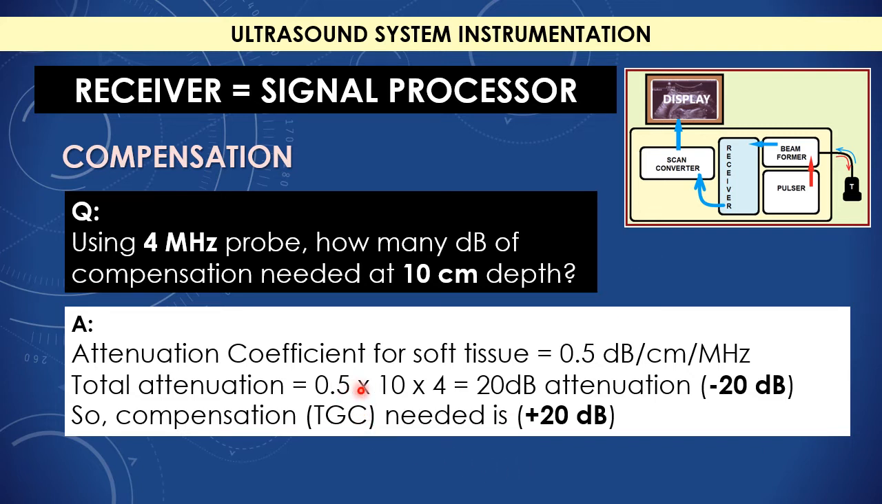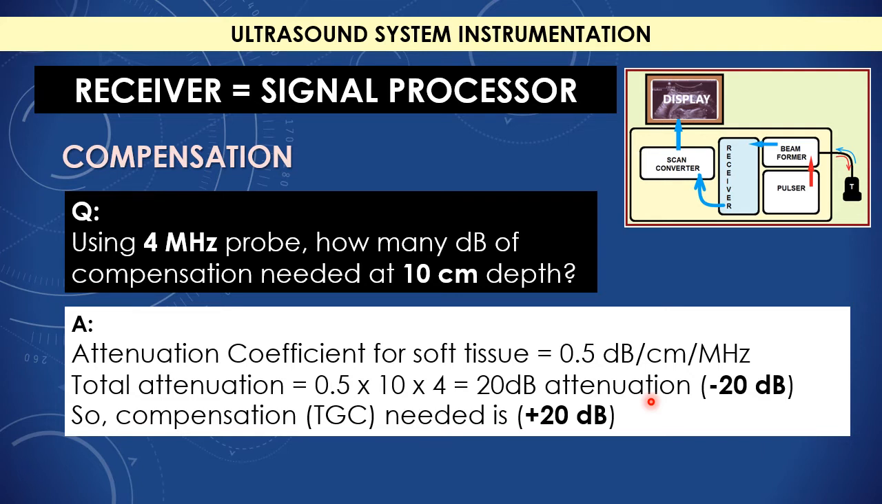I calculate this way. This is 0.5 decibel per centimeter per megahertz. Multiply by 10 centimeter depth, right? Multiply by 4 megahertz probe, okay? That will get 20 decibels. So 20 decibel, this is the attenuation that happens at negative 20 decibel. This will be the attenuation that happens at 10 centimeter depth using a 4 megahertz probe, okay?